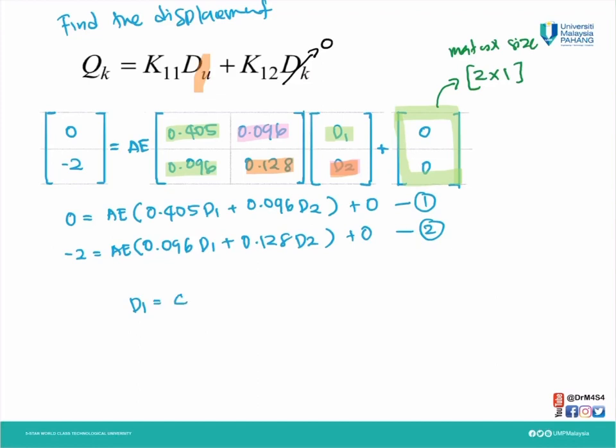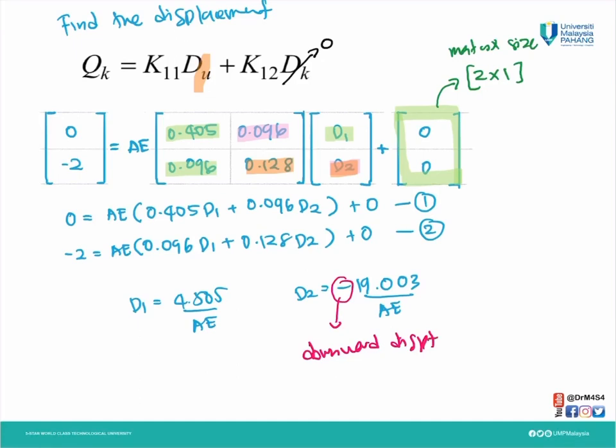D1 is 4.505 divided by AE, and D2 is negative 19.003 divided by AE. Negative sign indicates downward displacement, while positive here indicates rightward displacement. As we know, at each point we have x and y, where upward is positive, rightward is positive. The unit for our displacement is meter, don't forget that.